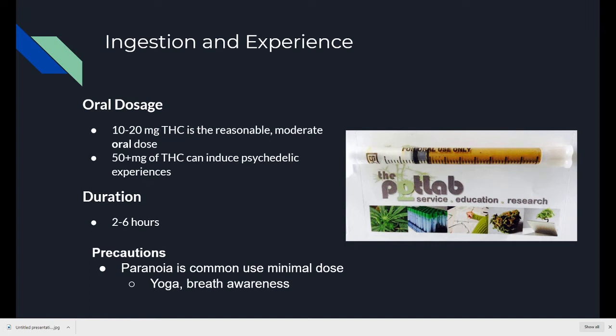I will note that while we say the duration of the psychedelic experience will be 2 to 6 hours, the effects can last up to 3 days. As someone who's experienced about 800 milligrams of pure THC, I had effects lasting about 5 to 6 days, and psychedelic effects lasting for about 15 hours.